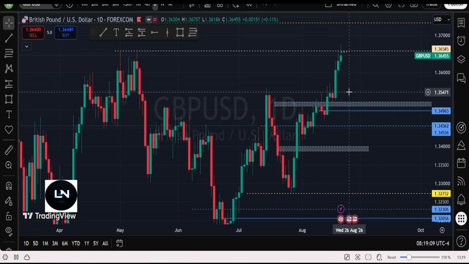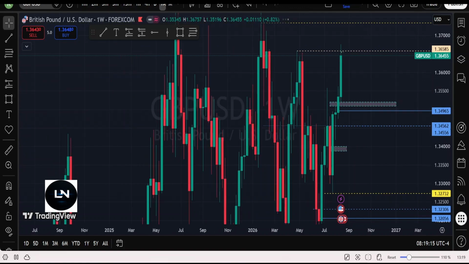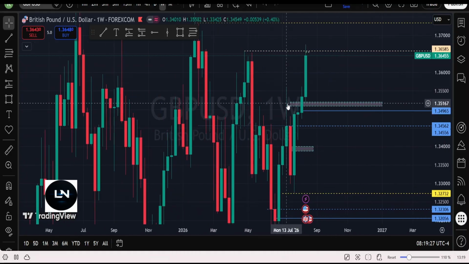Also on British pound USD, where are the areas we're expecting price to get to? Back to the weekly time frame, price has just run out weekly liquidity high. Price has room to continue to go up, but we want to see a rebalancing first. Using the weekly dealing range we've mapped out, we want to see price at least rebalancing itself to this level of fair value gap on the weekly time frame.